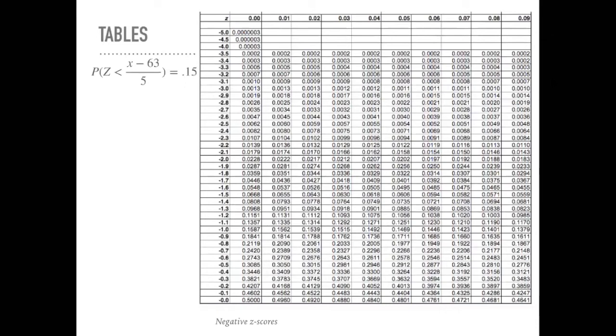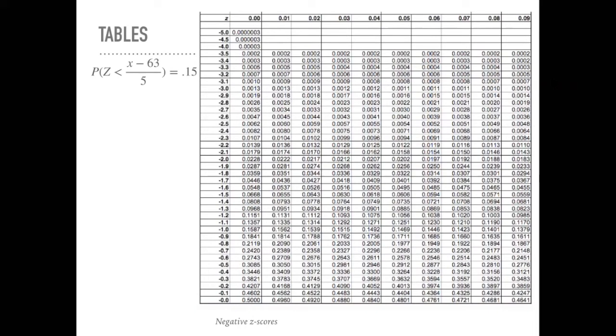I already grabbed the negative table because I know that I'm below the mean. I know that I'm below the mean because I'm saying the area to the left of this is only 0.15. The area to the left of the mean is 0.5. So that means this value has to be to the left of the mean for sure. So we're looking for the probability Z is less than some value where that value is X minus 63 divided by 5 is equal to 0.15.